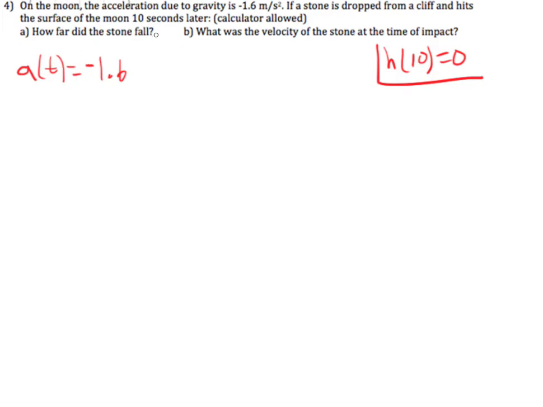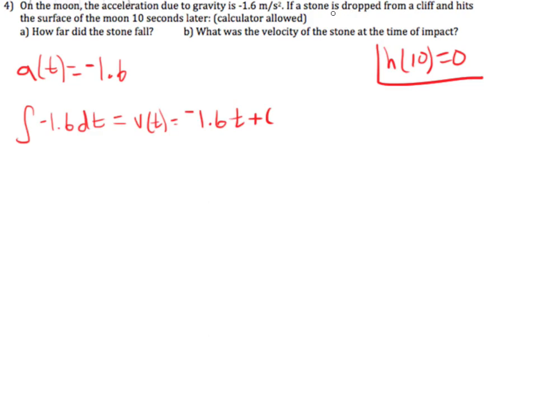If a stone is dropped from the cliff, hits the surface 10 seconds later, how far did the stone fall, and what was the velocity of the stone at the time of impact? So I need to integrate this acceleration function to get a velocity function. So if I integrate negative 1.6 with respect to time, I'm going to get the velocity with respect to time equals negative 1.6 t plus c, our constant of integration.